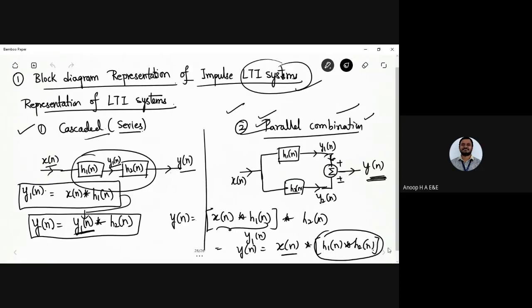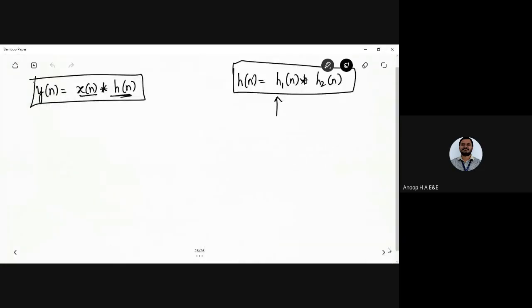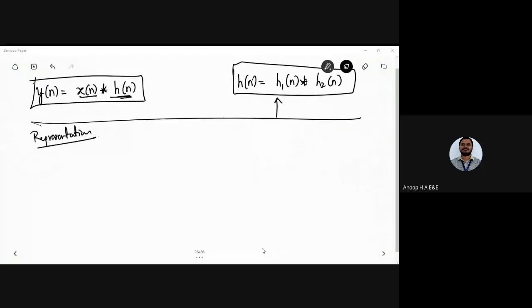Okay then. With this note, we have completed the representation of the block diagram approach in LTI systems. In the next class, we are going to have the step response of the system.